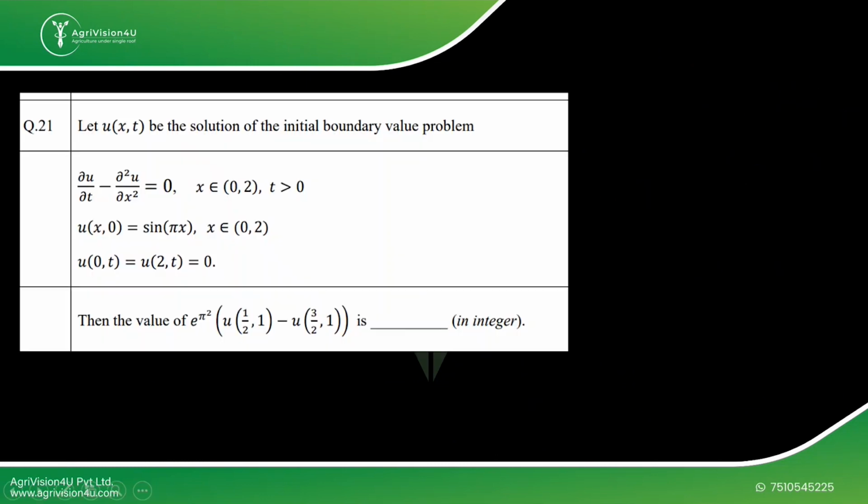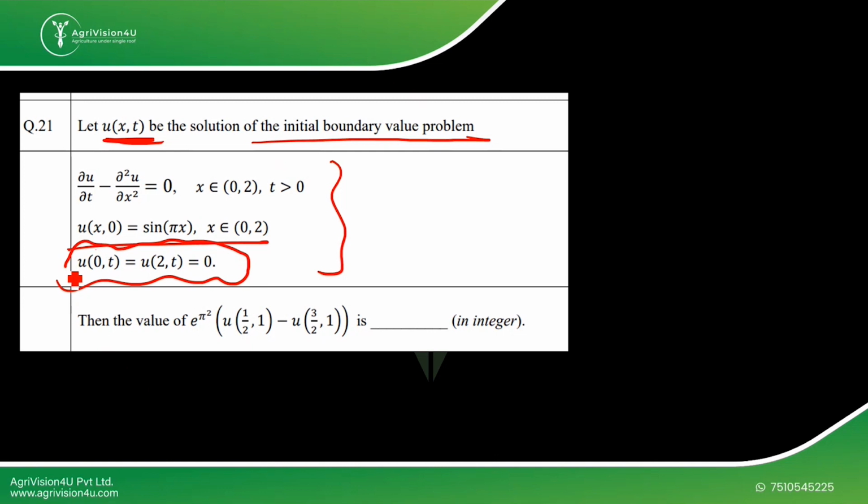Now, this is the last question. Let's read about this first of all. The question says that let u of x and t be the solution of the initial boundary value problem. This is given to us. This is the initial value given to us. And these are the boundary conditions that are given to us. Now they are asking the value of this function.